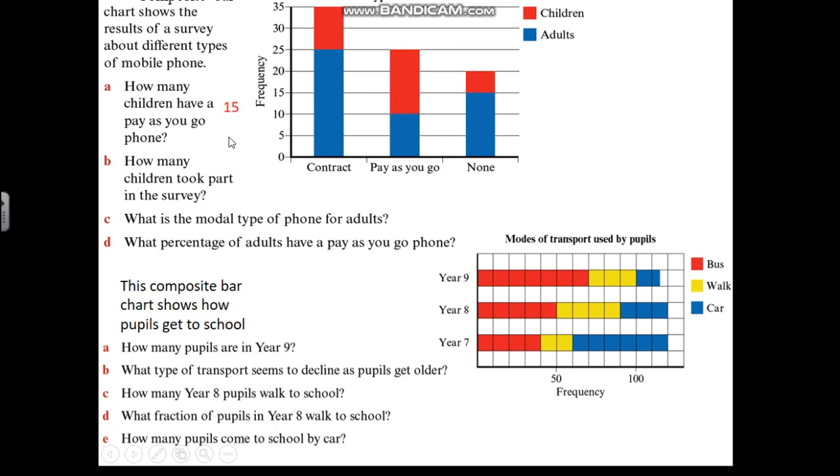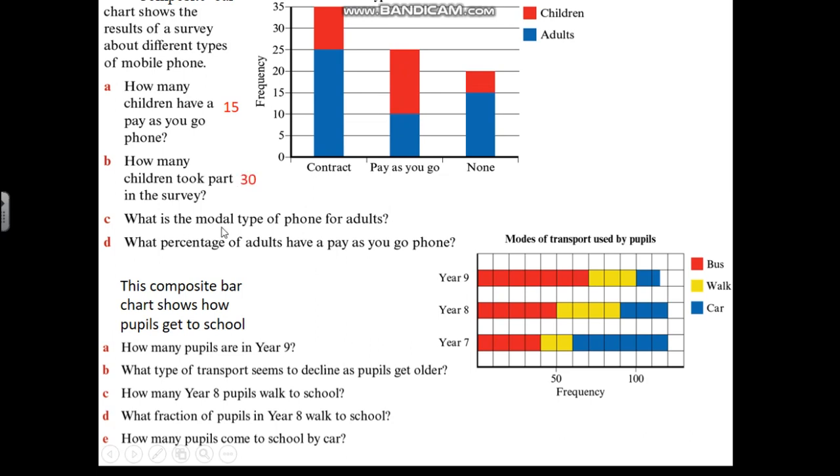Okay. How many children took part in the survey? So again, red is children, so I've got to work out the length of each red bar to work out the total number. So we've got 10 children here, 15 children here, so that's 25, and 5 children here, so that's 30. So 30 children took part.